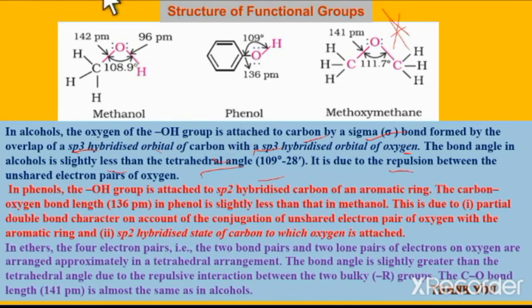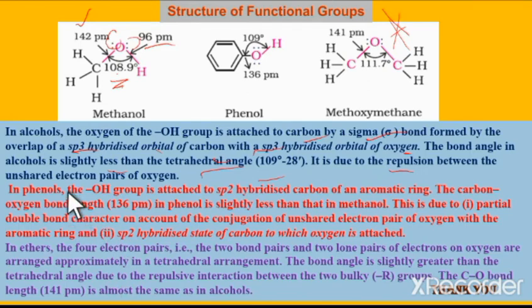Oxygen has two lone pairs of electrons, and repulsions can be present between these. Due to that, the bond angle is reduced from 109.28 to 108.9 degrees. At the same time, the carbon-oxygen bond length is 142 picometers, whereas the oxygen-hydrogen bond length is 96 picometers.